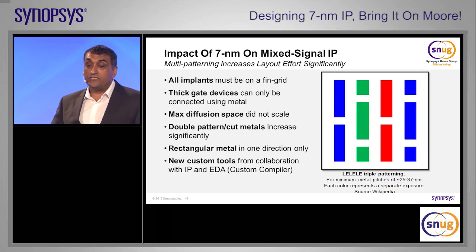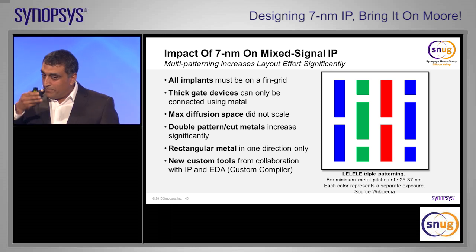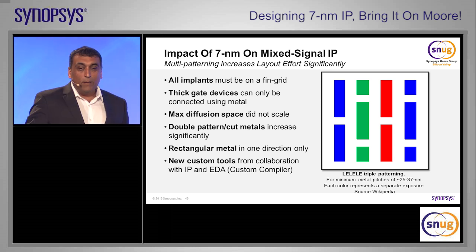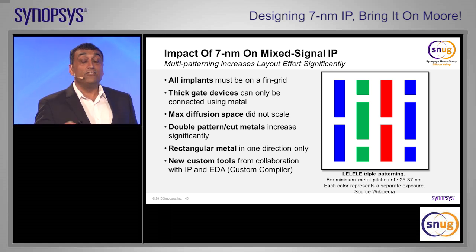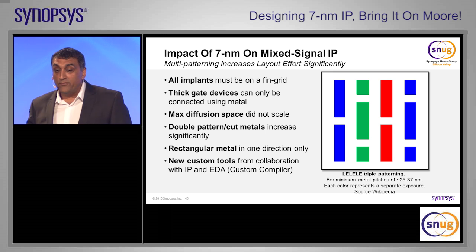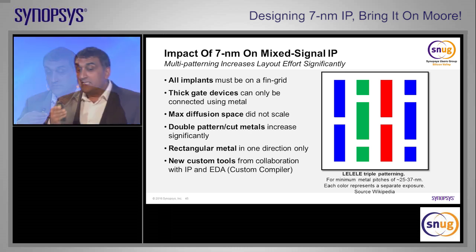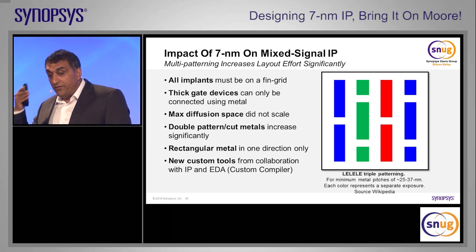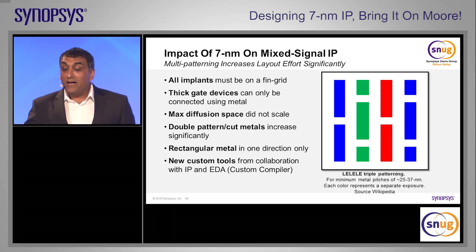Multi-patterning increases layout effort significantly, okay? So basically, this is a little bit like a design guideline, okay? All implants have to be on a certain grid. Thick gate devices can only be connected using metal, so that applies to my previous point. There's a lot of stipulation around the diffusion space and cut metal. Double patterning, cut metals, diffusion space really have an impact on the way you look at your layout. Rectangular metal can only go in one direction.